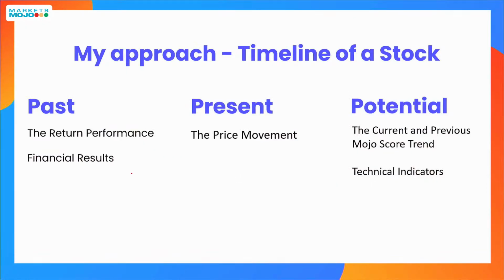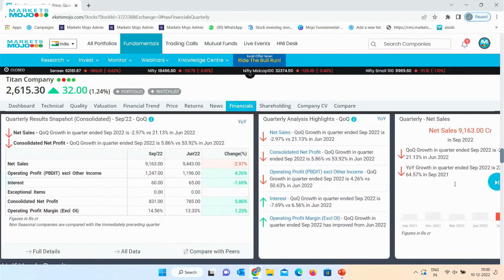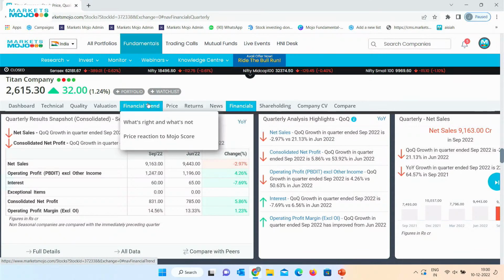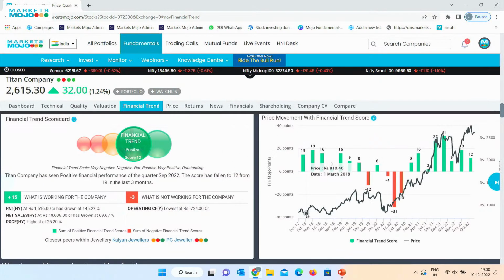I'll look at the financial results. Now I can actually go click on financials, and look at all of them together over here. But too many numbers can actually confuse you. Let's look at financial trend, which actually gives a concise opinion on the financials of the company. Okay, now look at this particular chart.